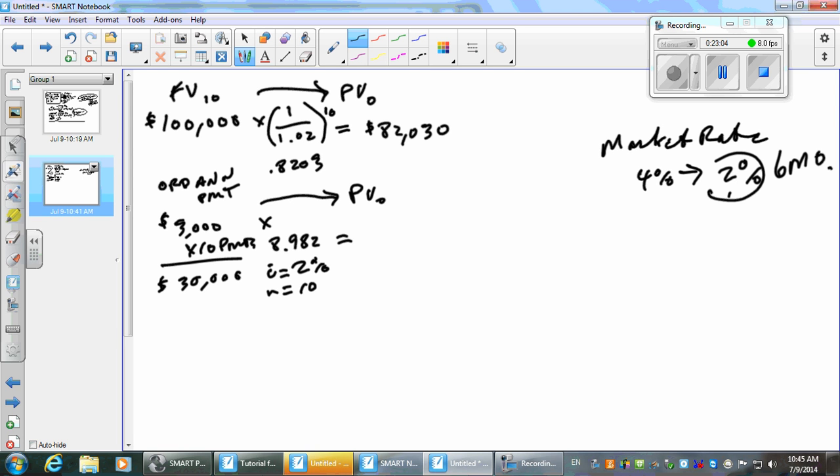8.9826. That's the present value of an ordinary annuity, 10 periods, 2%, isn't it? All right, so 8.9826 times 3,000 is how much? What's that one worth? It is 26,947. 369,000.